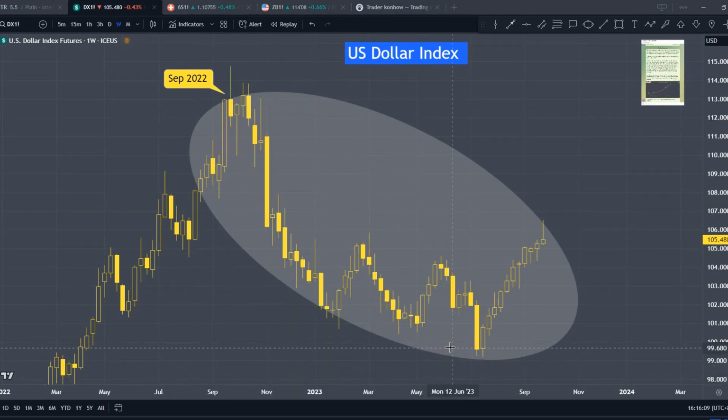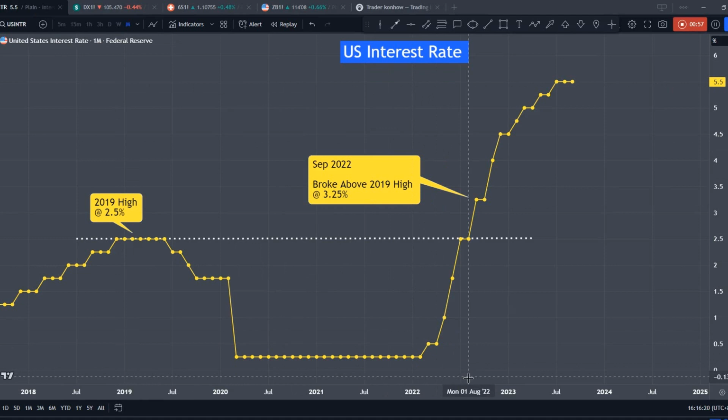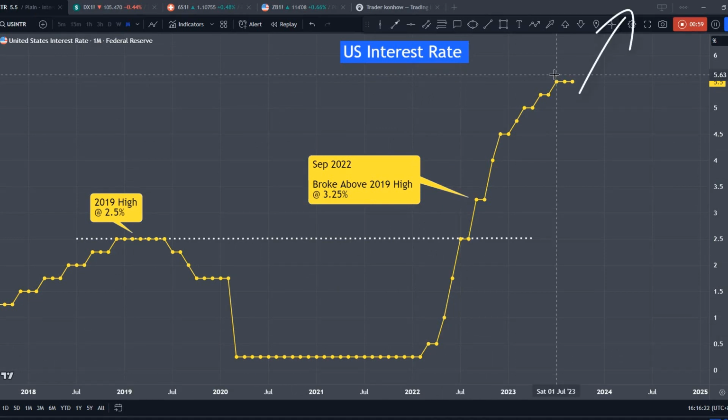So what is happening? In today's tutorial, we'll discuss what is the cause of this weaker US dollar and the future of the US dollar, despite the US interest rate possibly going higher than expected.